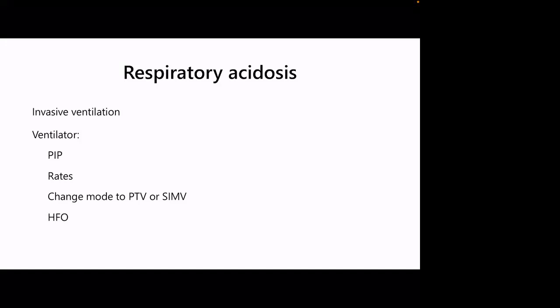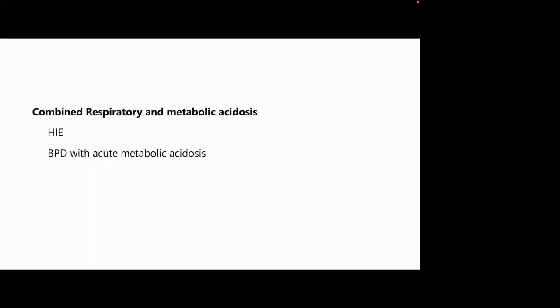On ventilators, you can increase the PIP and the respiratory rates, or you can change the modes from IMV or assist control to PTV or SIMV mode to help the patient improve the minute ventilation. And if the baby is on SIMV and on high settings with persistent or worsening hypercarbia, you might have to go for high frequency oscillatory ventilation.